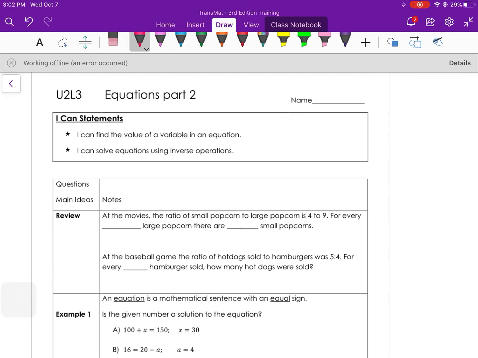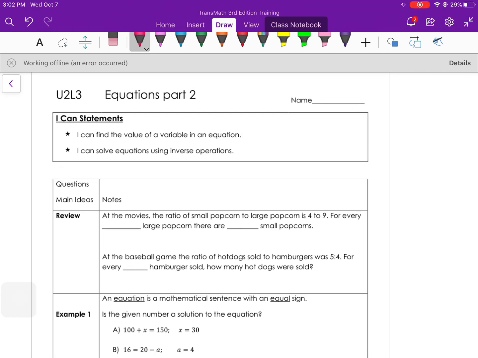Hey class, today we're going to look at equations, part 2. We solved equations with mental math and we're trying to find the value of the variable in the equation. And then today we're going to look at that again and then solve equations using inverse operations.